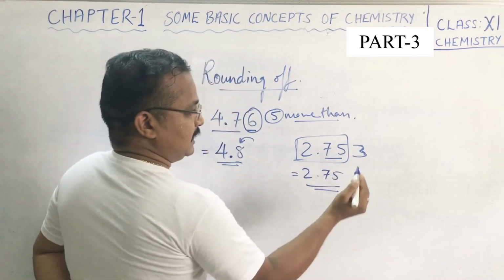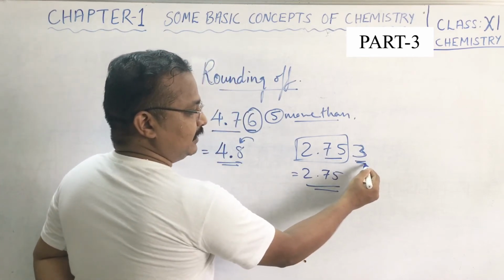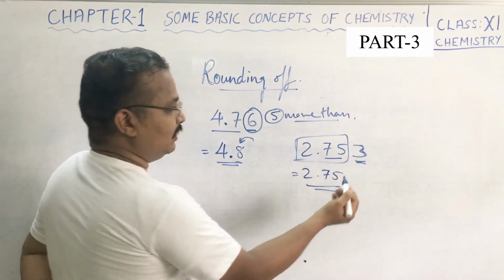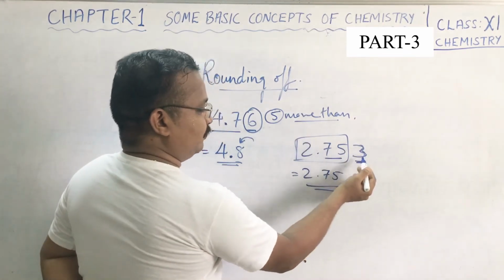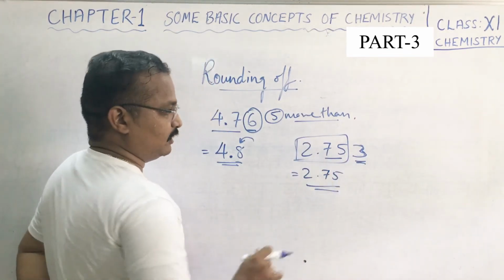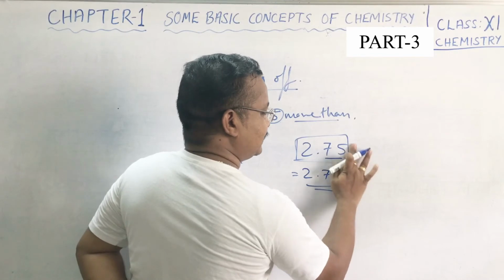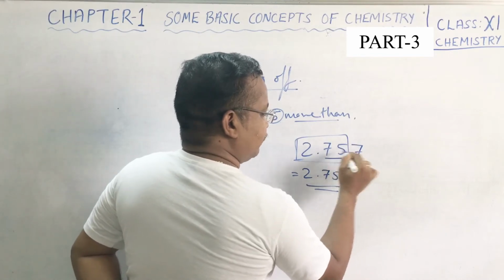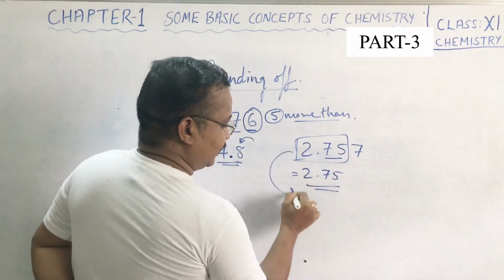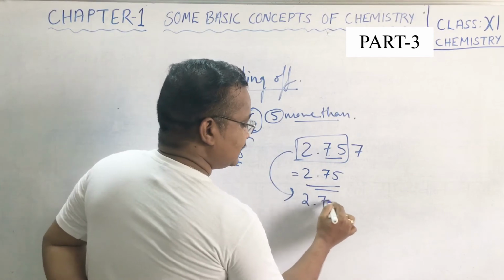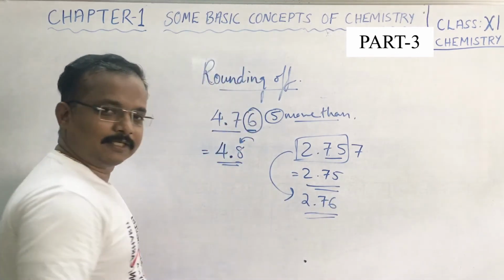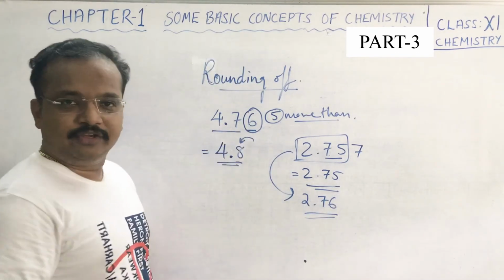Why? Because the next digit here is less than 5. So we will write it as 2.75 only. Suppose the question actually contained 2.757, then you could have written it as 2.76. Okay, children, this is what rounding off is.